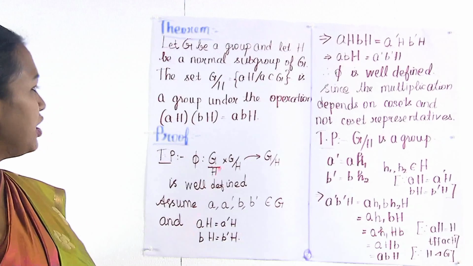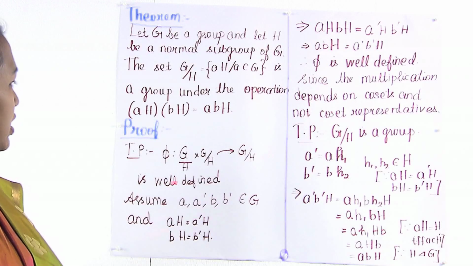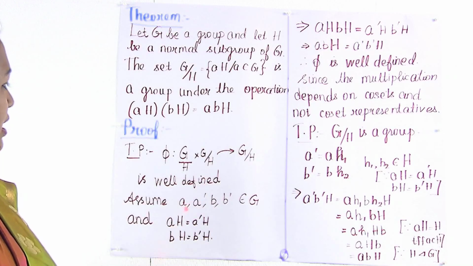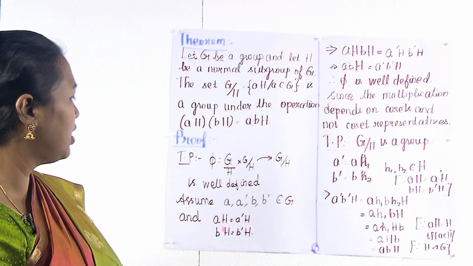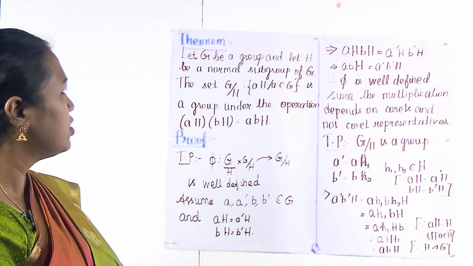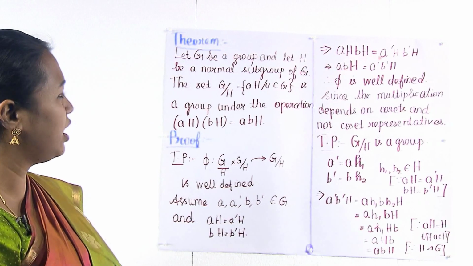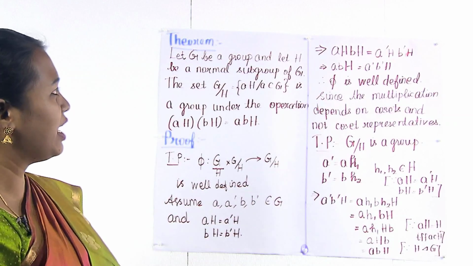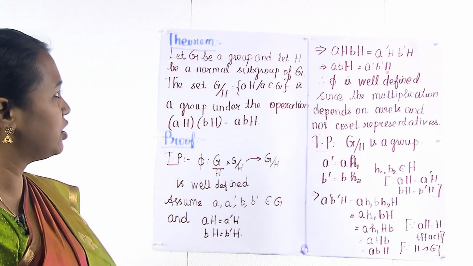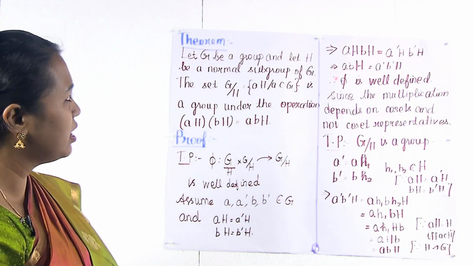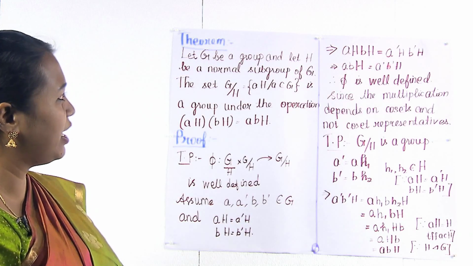Let us prove that this function phi from G bar H times G bar H going to G bar H is well defined. Let us assume that the elements A dash, B dash belong to G, and AH is equal to A dash H and BH is equal to B dash H. So, when you are doing the product of these two elements, AH times BH is equal to A dash H times B dash H, which is equal to ABH is equal to A dash B dash H. So, this statement implies this statement. We have just rearranged the terms here. So, ABH is equal to A dash B dash H.